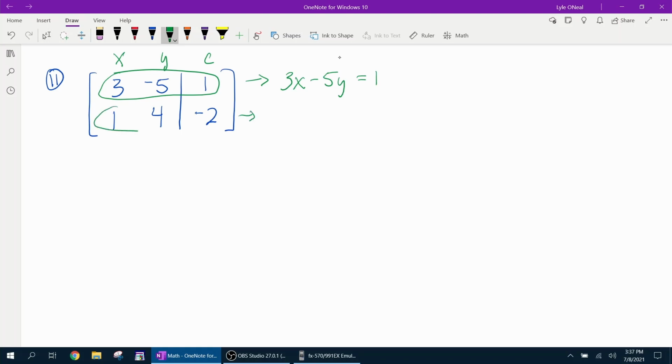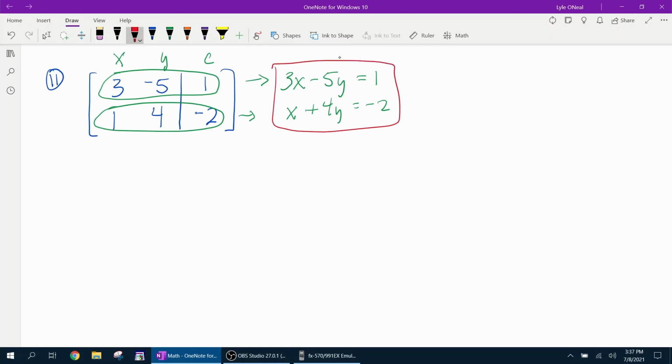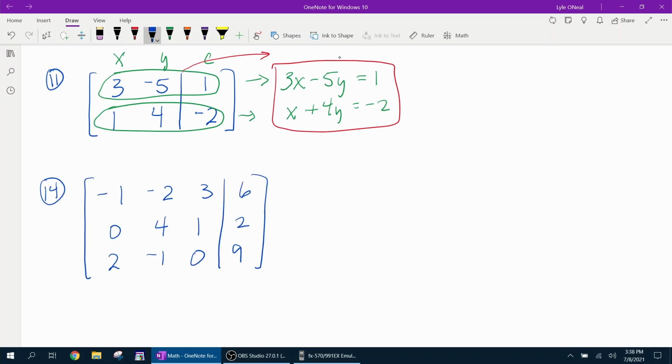And translating the second row back into an equation, you would have 1x, you don't have to write the 1, plus 4y equals -2, and we're done. That is all there is to converting from matrix into a system of linear equations. Next, number 14, we have the same set of instructions.